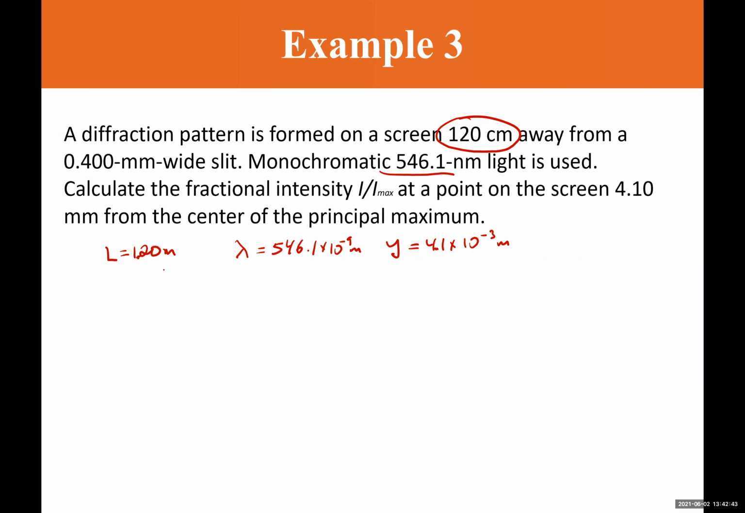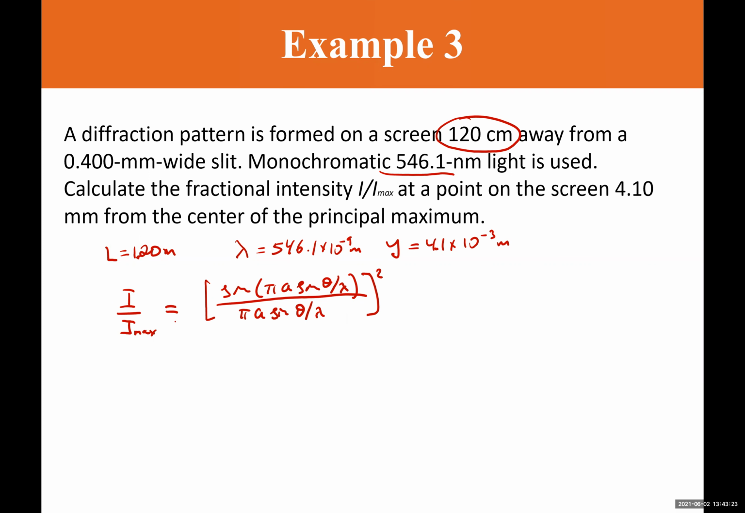So for a single slit, I equals I max times sine of pi a sine of theta over lambda, divided by pi a sine of theta over lambda, then the quantity squared. Okay, so that's our equation. But we want the ratio of I over I max. That means basically divide both sides by I max. So this is what we want.